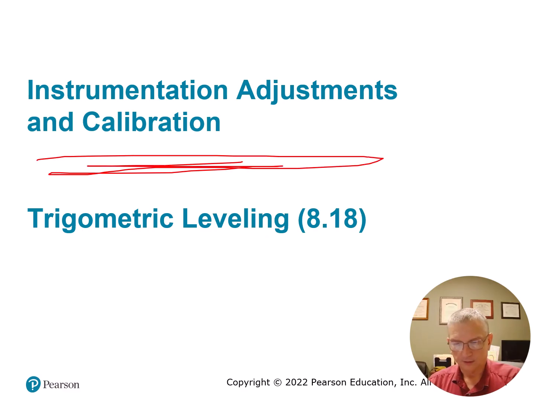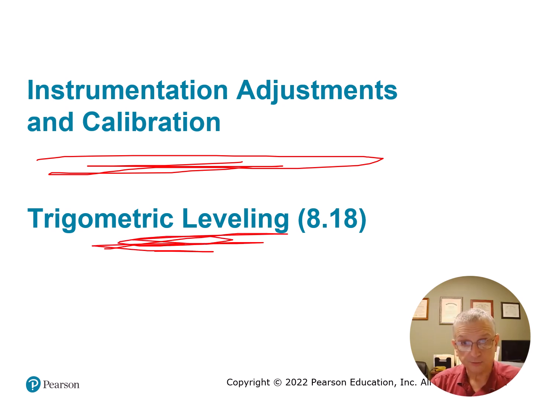Second is section 8.18. It talks about trigonometric leveling, or total stations for determining elevation differences, which is just another way of saying trigonometric leveling. And we've already covered that in the other lab, so we're not going to really go into that, and I just kind of left a bookmark.